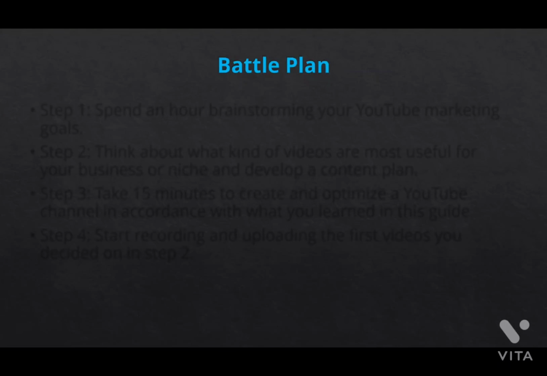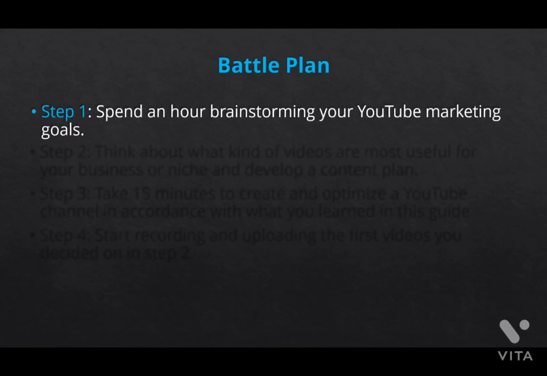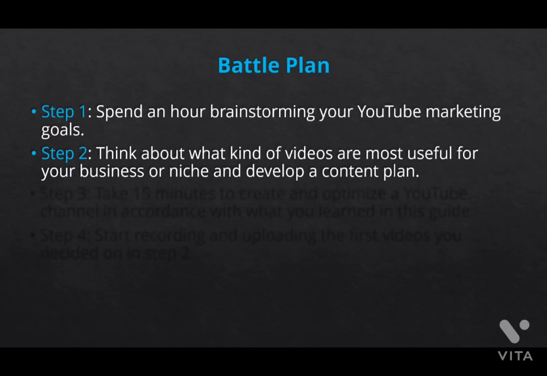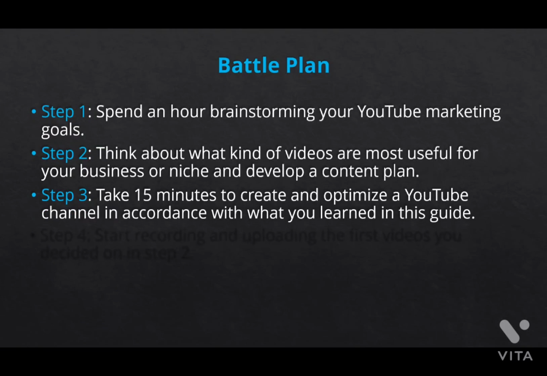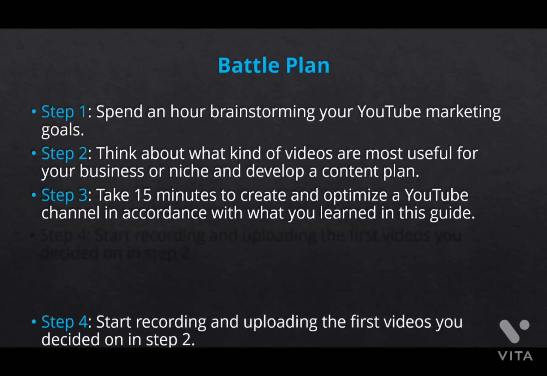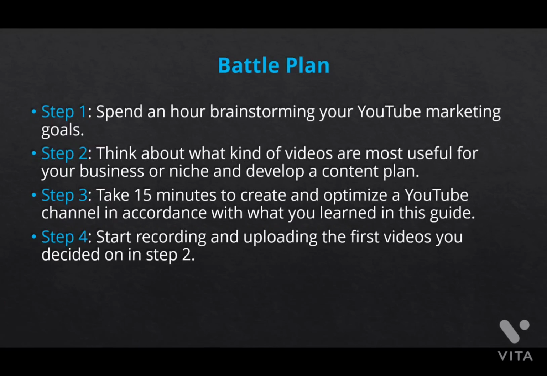Step 1. Spend an hour brainstorming your YouTube marketing goals. Step 2. Think about what kind of videos are most useful for your business or niche and develop a content plan. Step 3. Take 15 minutes to create and optimize a YouTube channel in accordance with what you learned in this guide. Step 4. Start recording and uploading the first videos you decided on in Step 2.